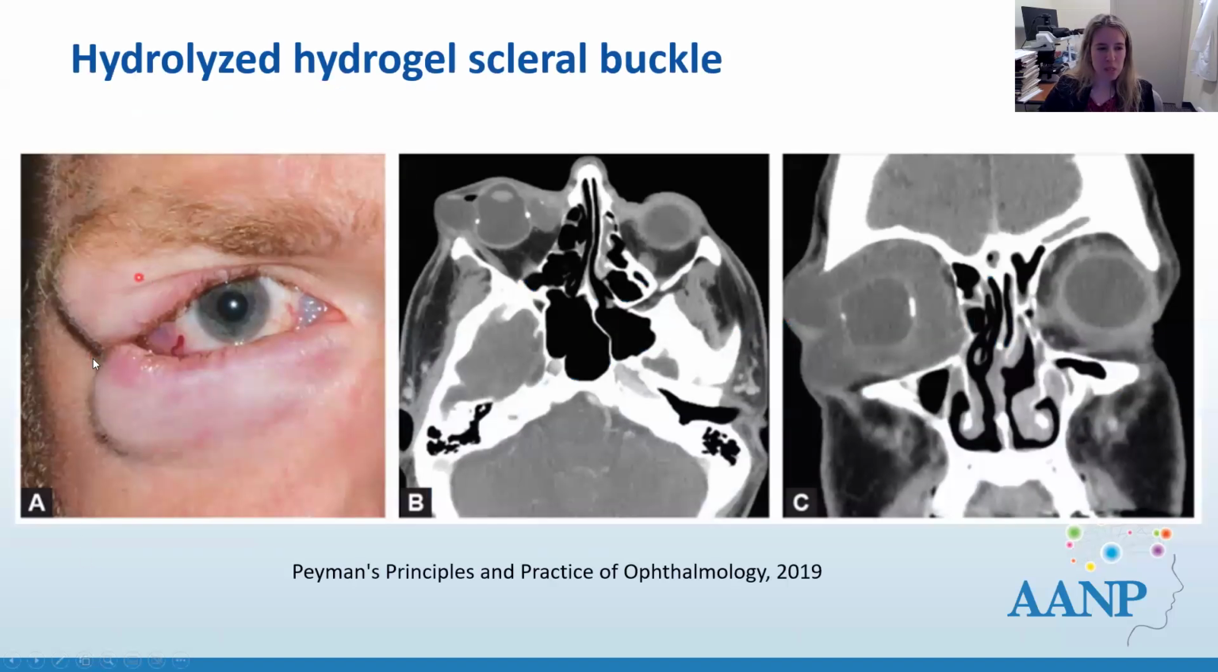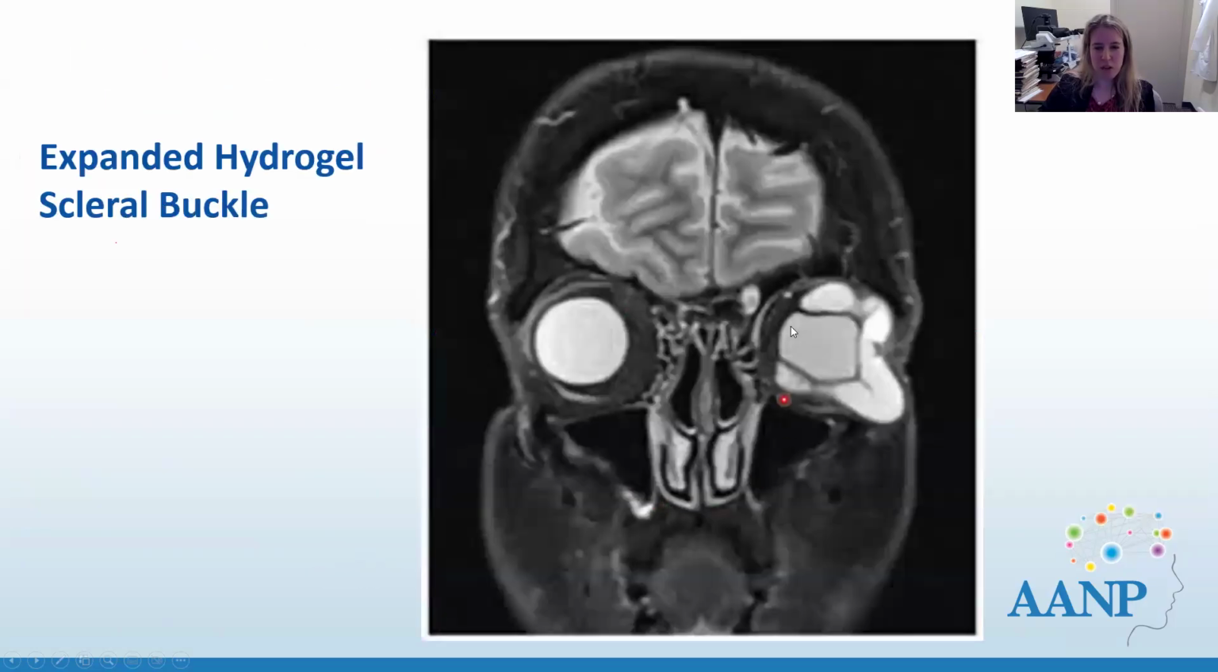What happens is the scleral buckle expands, and radiographically it has a very typical appearance. Often when it expands, it's really squashing the eyeball. Here with an MRI.